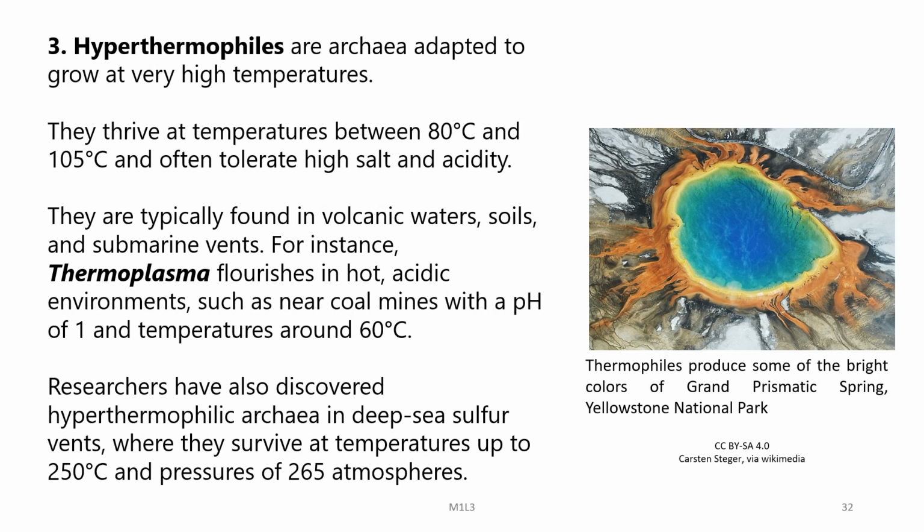For instance, Thermoplasma flourishes in hot acidic environments such as near coal mines, with a pH of 1 and temperatures around 60 degrees centigrade. Researchers have also discovered hyperthermophilic archaea in deep sea sulfur vents, where they survive at temperatures up to 250 degrees centigrade and pressures of around 265 atmospheres.